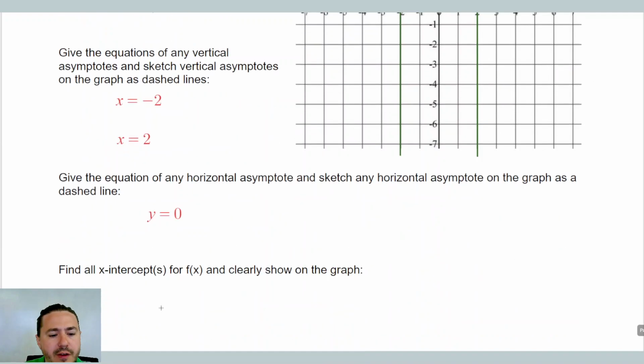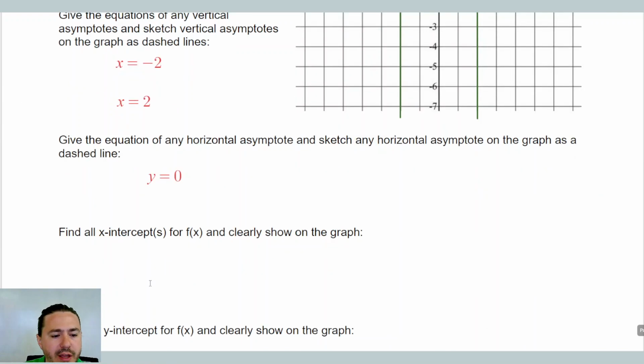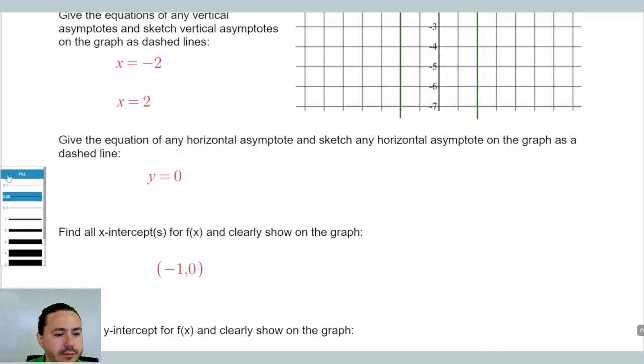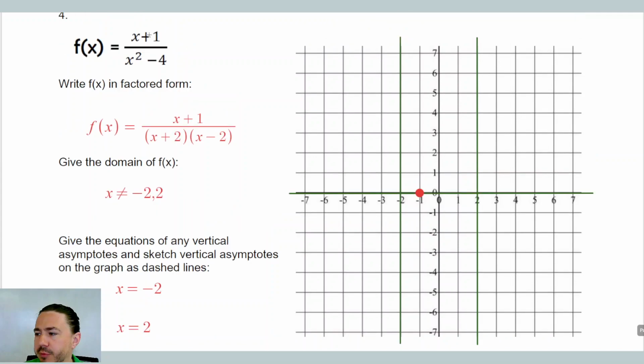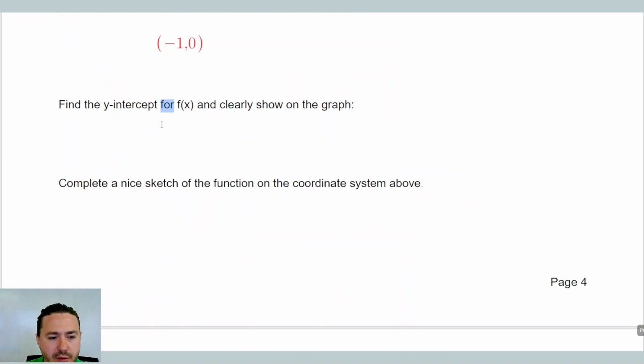Okay, find the x-intercepts. So that's going to be the values that make the numerator 0. So we can see it's just going to be negative 1. So I do have an x-intercept at negative 1 comma 0. And we can plot that on the graph. Negative 1 comma 0. So it looks like we are going to pass through this horizontal asymptote right here. What's next? The y-intercept. If I plug in 0 here and here, I'm going to get negative 1/4. So that's going to be the y-intercept. 0 comma negative 1/4.